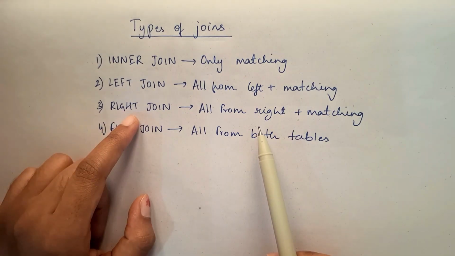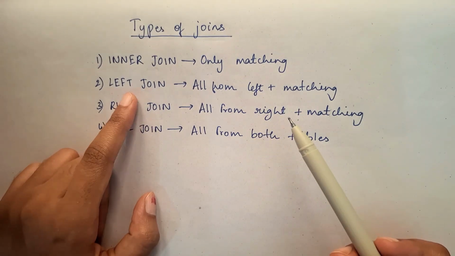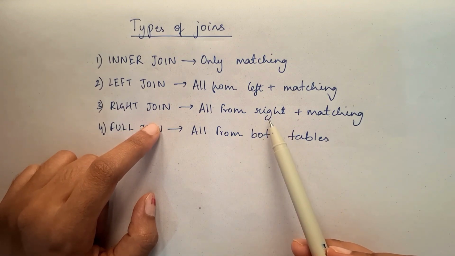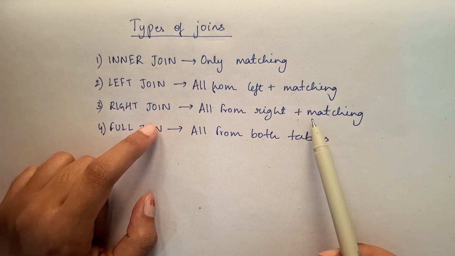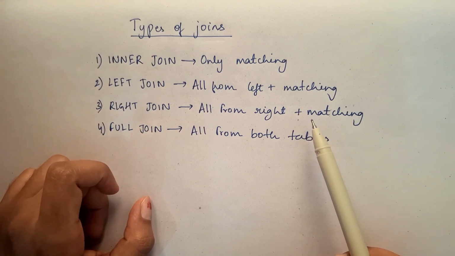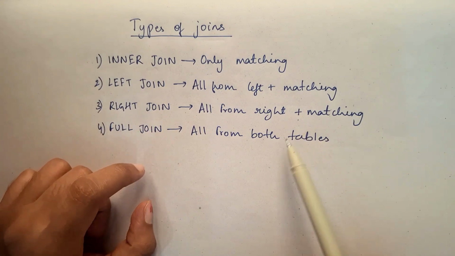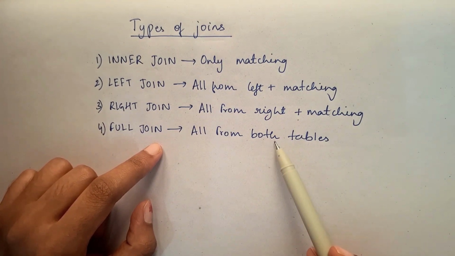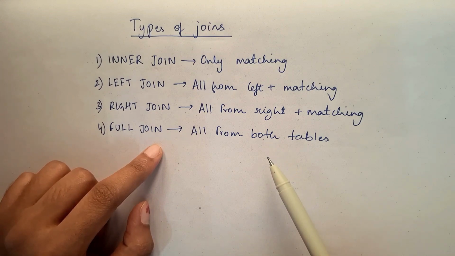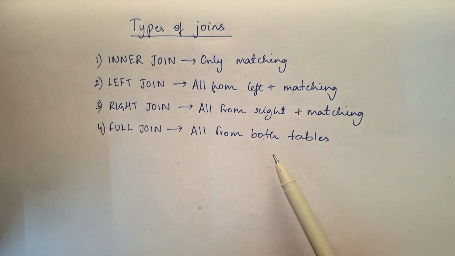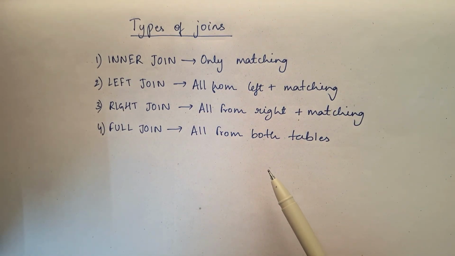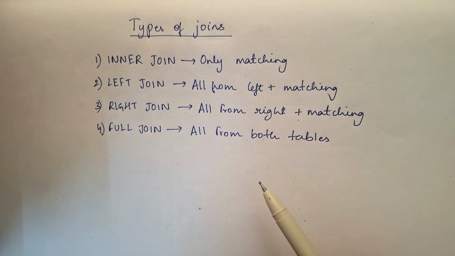Next is right join, and right join is just the opposite of left join. It returns all the records from the right table and matching records from the left table. And if there is no match, again it shows null. Finally, full outer join. Full join returns all records from both the tables. It includes matching data and also non-matching data from both sides. Guys, don't worry if this feels a bit confusing right now. In the next videos, we will understand each join in detail with examples.